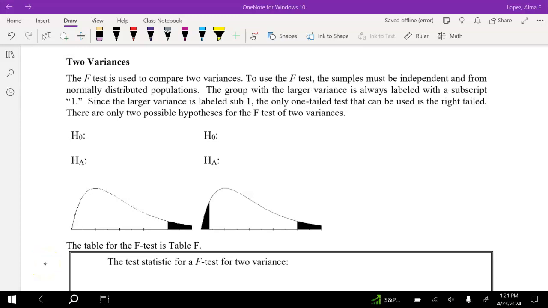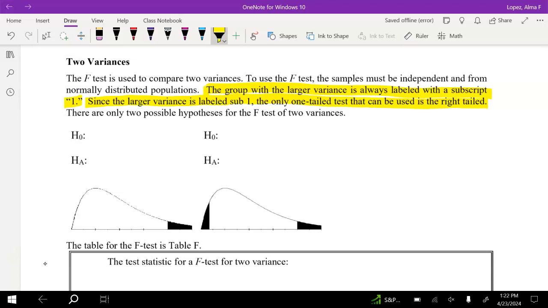In this video, we're going to look at our two-variance test. But first, let's go ahead and fill in our table. The interesting thing about this test is that instead of the first one mentioned being our first sample, it will be the group with the larger variance that's labeled with the subscript 1. Also, because the larger variance is labeled sub 1, there's only going to be one tail that we're interested in, and that is the right tail test.